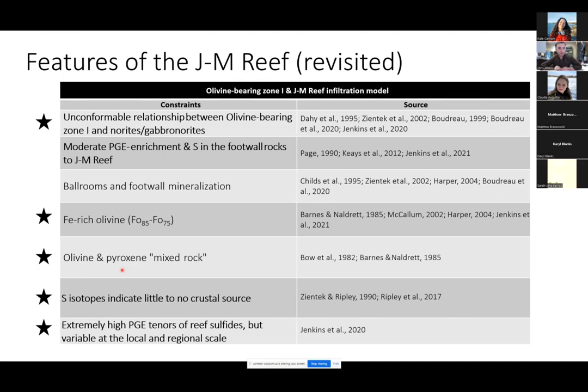We don't need any external sulfur. In this model, all of the sulfur comes from either the incoming melt or the finely disseminated sulfides in the footwall. And we were able to achieve those extremely high PGE tenors of the reef sulfides. And the variable character or heterogeneous distribution of the sulfides can be explained by differing amounts of infiltration at the mine scale.